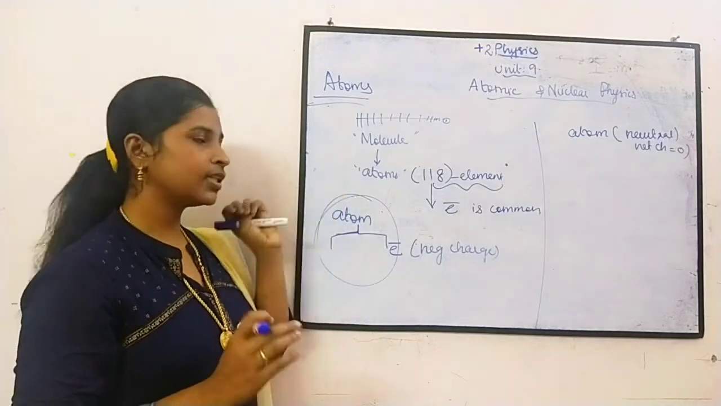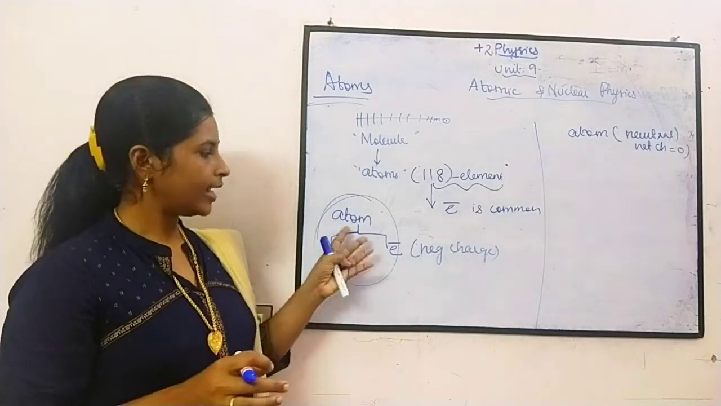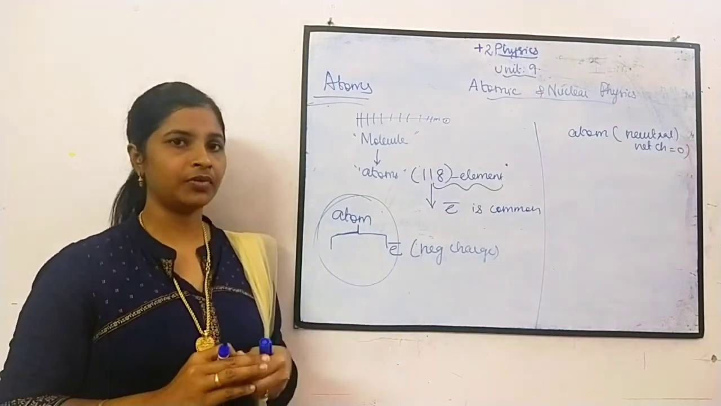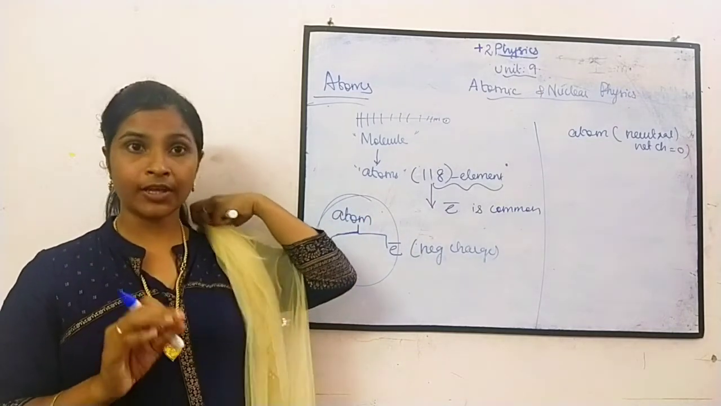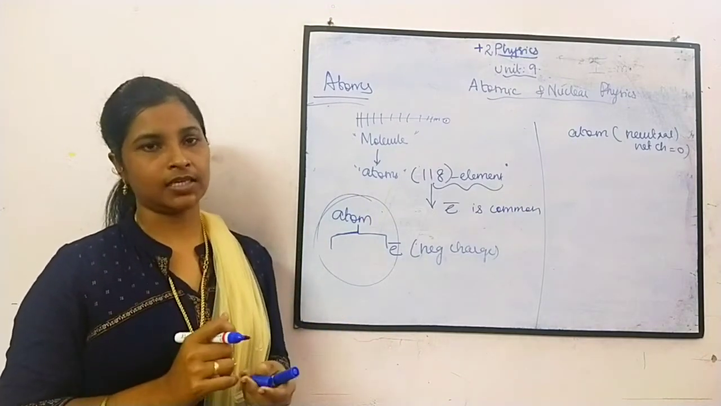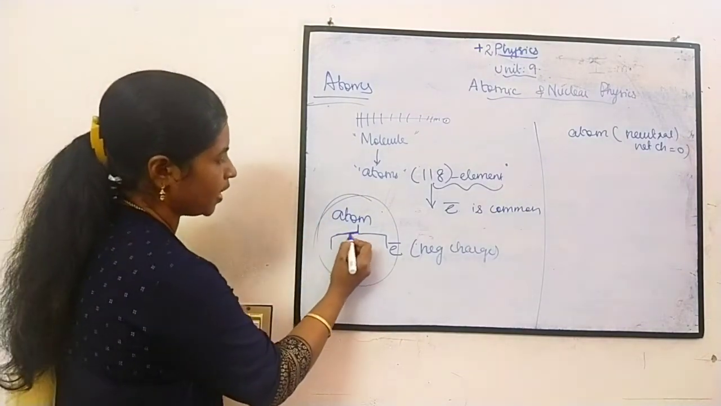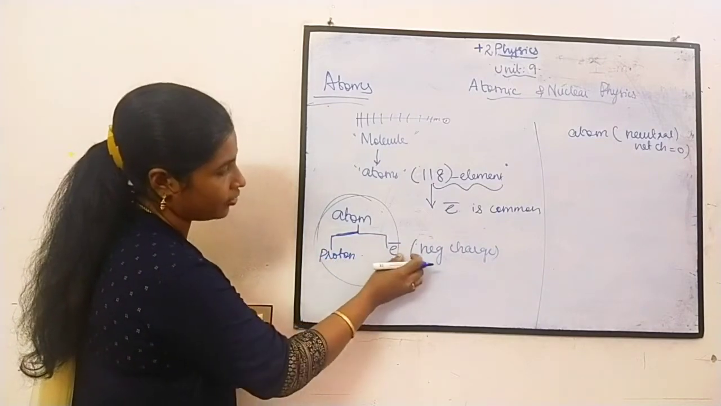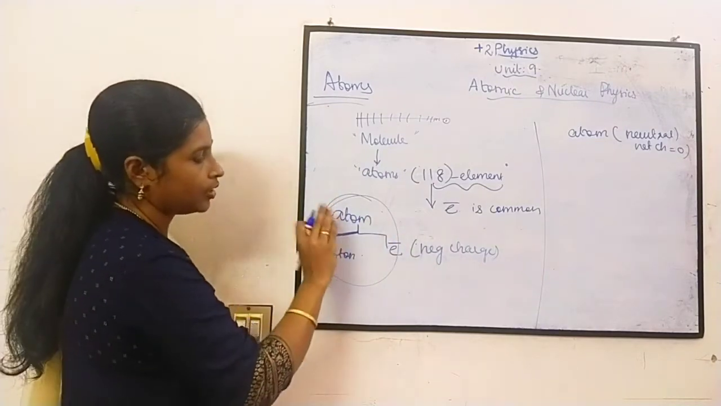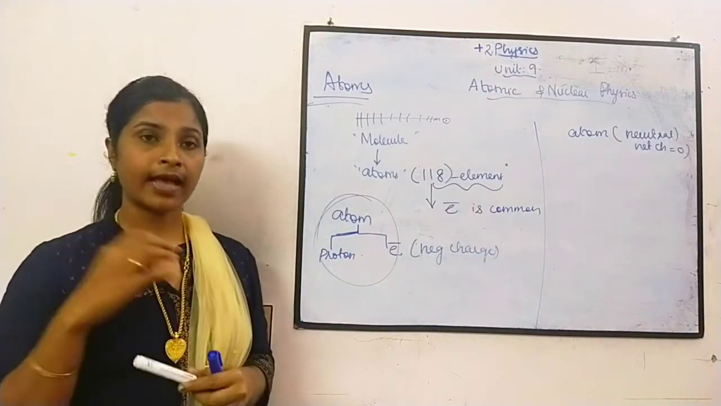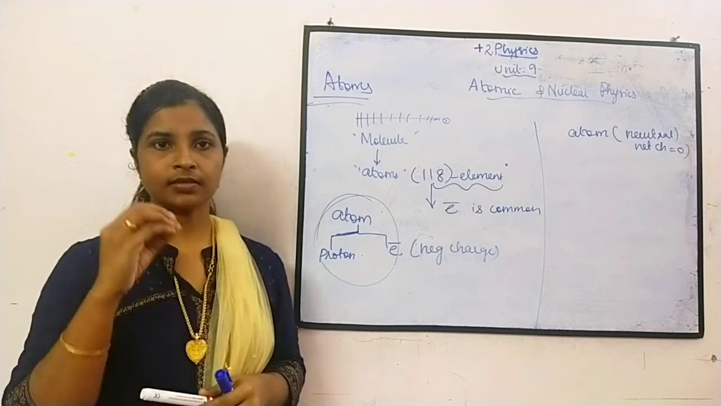Understood? The atom is neutral, but we know there are electrons inside, and the electron is negatively charged. So what must be there? Yes, there must be a positively charged particle. And they found out that this positively charged particle is the proton. If there is an electron, in order to make it neutral, there must be a positively charged particle, and that positively charged particle is the proton.